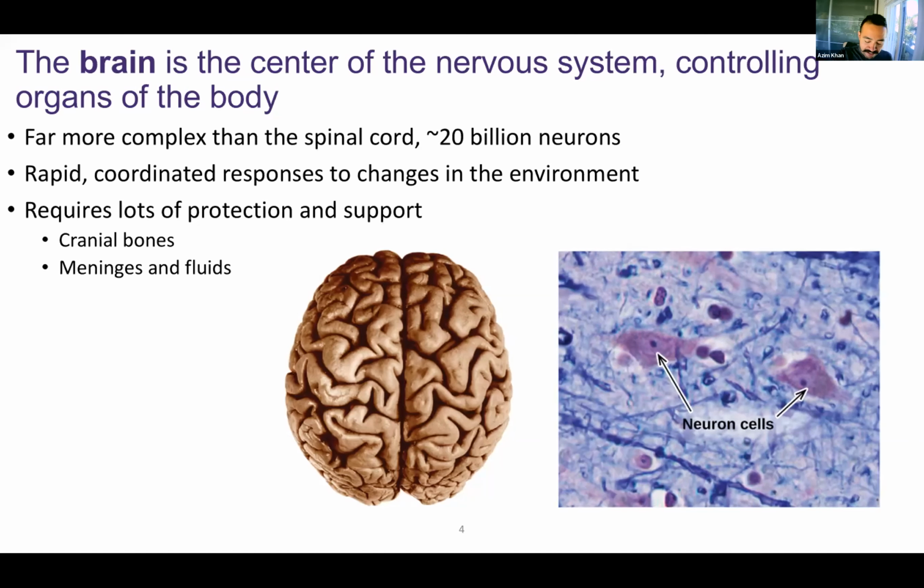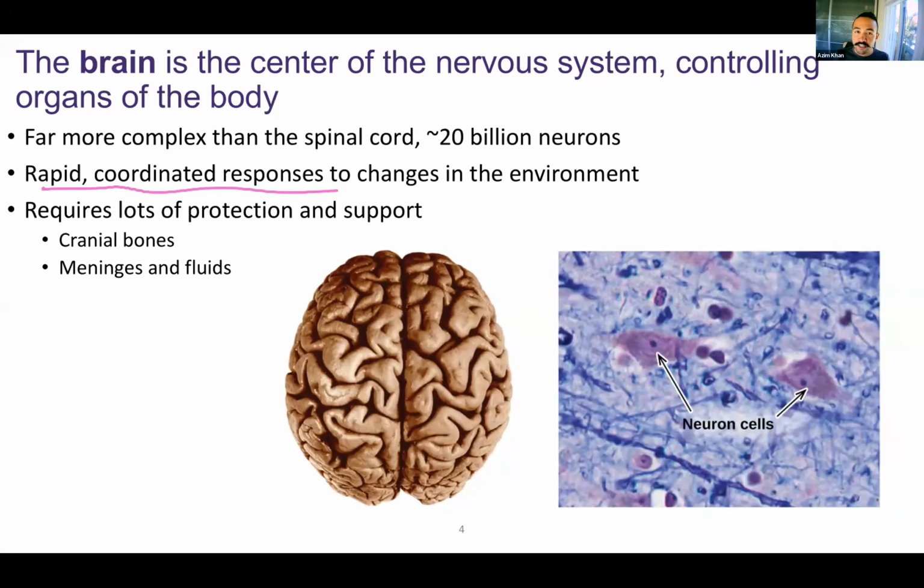It's far more complex than the spinal cord, with 20 billion neurons. There are a lot of neurons communicating with each other. That's one reason why you need multipolar neurons in the central nervous system. And since it's part of the nervous system, since it uses electrical signaling combined with chemical signaling across synapses, you have rapid coordinated responses to changes in the environment.